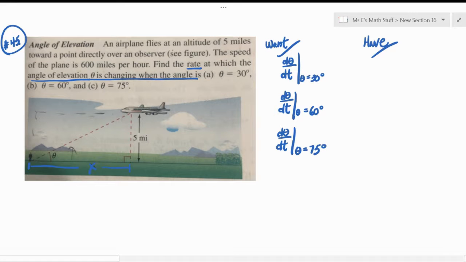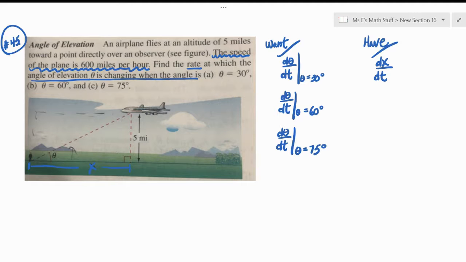It says the airplane flies at an altitude of 5 miles toward a point directly over an observer. Here we go. The speed of the plane is 600 miles per hour. So that would be the change in that x value with respect to time, since they said the plane is flying basically always at an altitude of 5 miles.